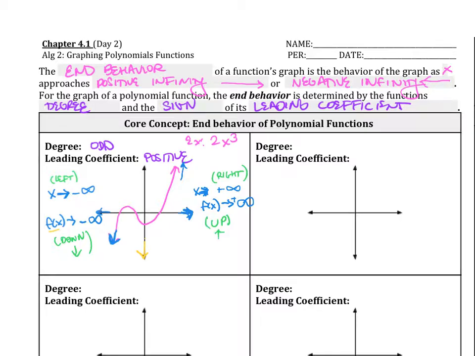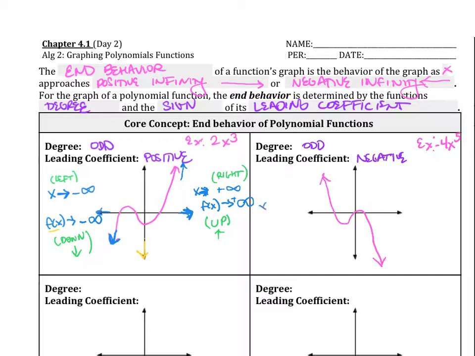Okay, now let's look at odd degree still, and the leading coefficient is negative. So remember, if there is a negative in front, it's a reflection. An example of this would be negative 4x to the 5th power. So it's going to flip around. Maybe the graph looks something like this. The middle portion could be anything in between.